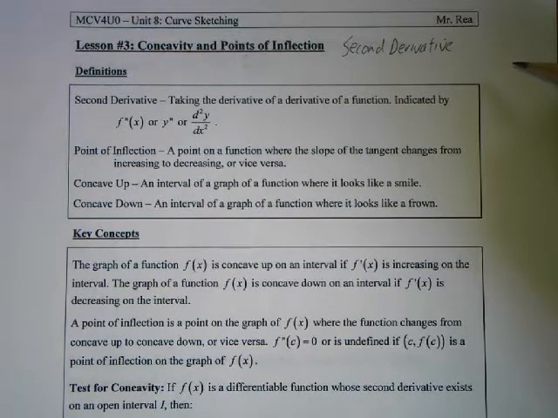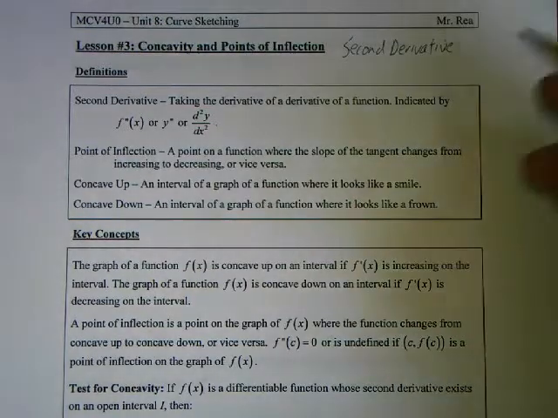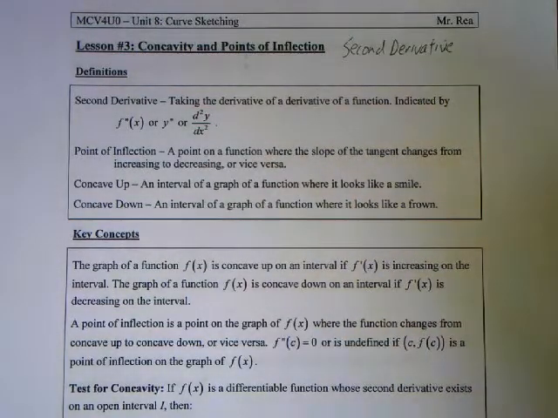Remember, if you had a function based on the position or distance of an object, based on time, the first derivative of that function would be the velocity function based on time. And if you took the derivative of the velocity, or the second derivative of the position function, you'd have an acceleration equation based on time. So we're going to be looking at the second derivative.